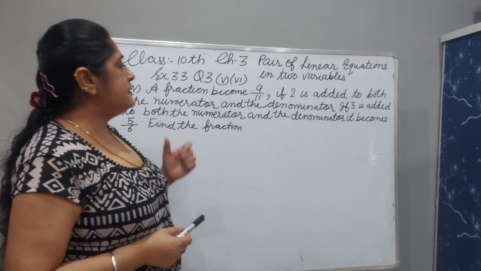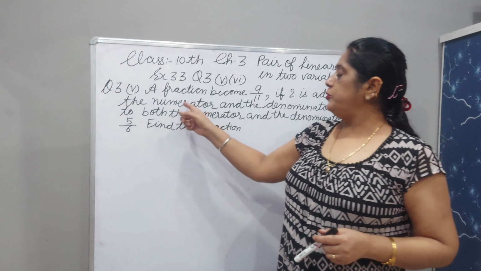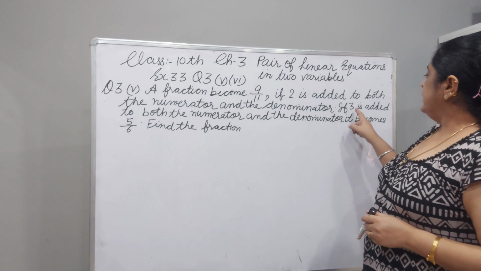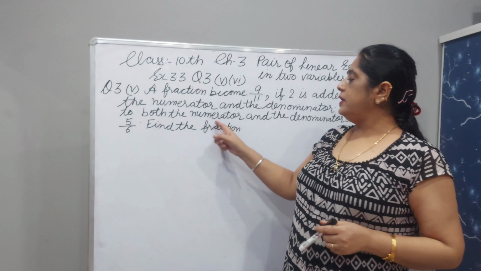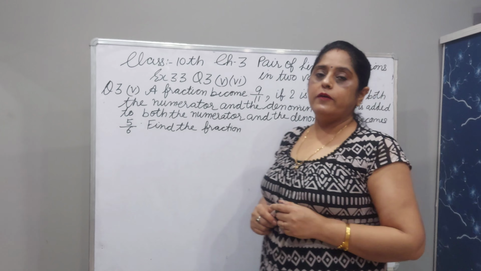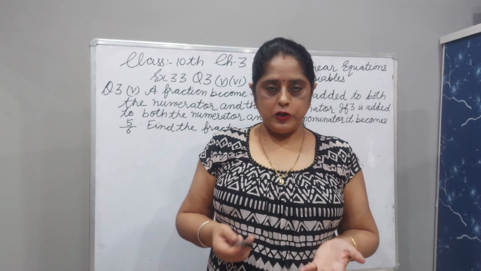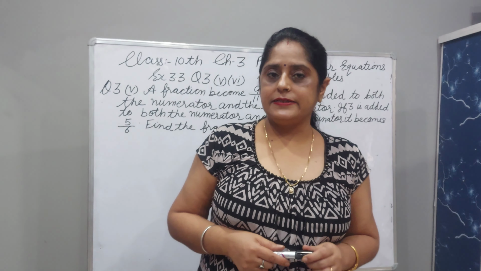If a fraction becomes 9 by 11 if 2 is added to both the numerator and the denominator, and if 3 is added to both the numerator and denominator, it becomes 5 by 6, you have to find the fraction. First of all, we will assume the numerator and denominator by x and y.